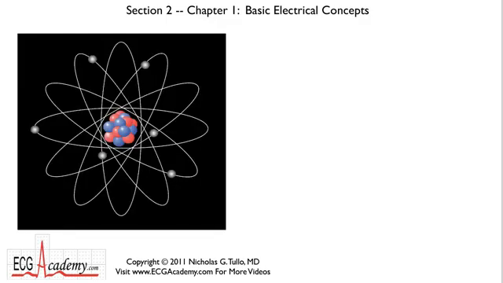And when we talk about basic electrical concepts, you really have to get all the way back to the atom. You have to know something about the atom, and that's what we're going to talk about. The atom, as you know, is the basic building block of matter. Everything is made of atoms. And the atom consists of a number of different parts.